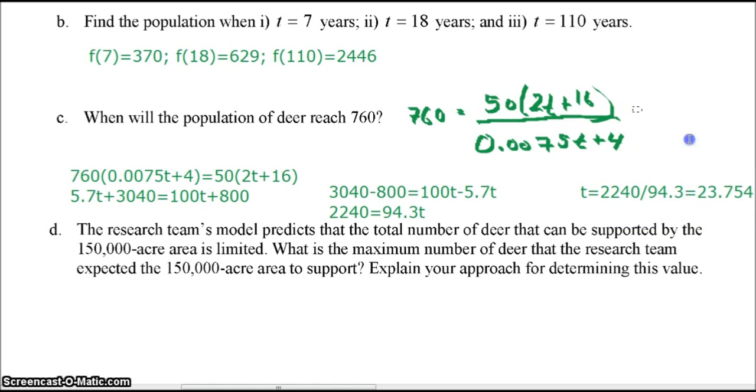So when will the population of deer reach 760? About 24 years after the deer are introduced. By introduced, I mean those 125.